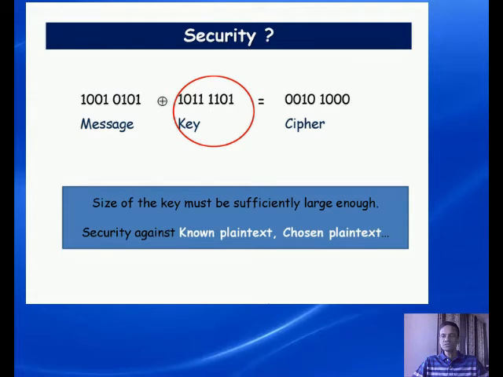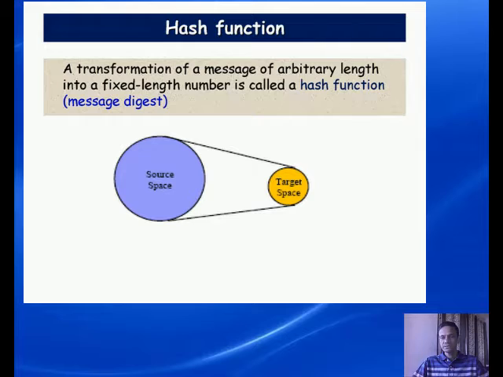So in short, this bitwise XOR encryption, where the key is static, is not secure against known plaintext attack and chosen plaintext attack. So any modern cipher which is used in real world applications must be proven secure against known plaintext attack and chosen plaintext attack. Now next is how we can achieve data integrity.